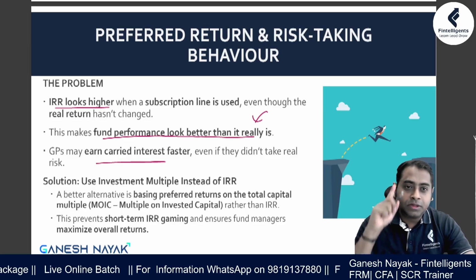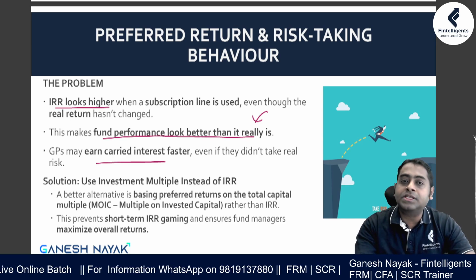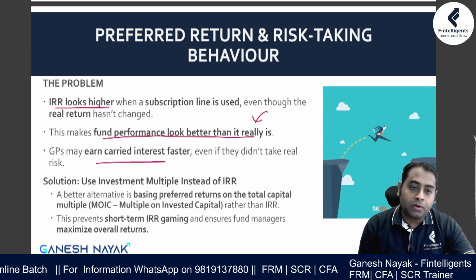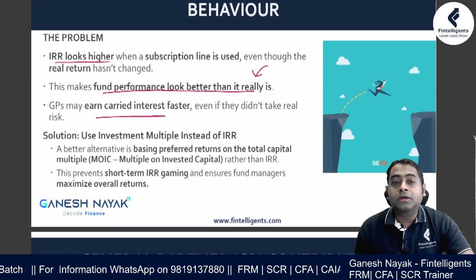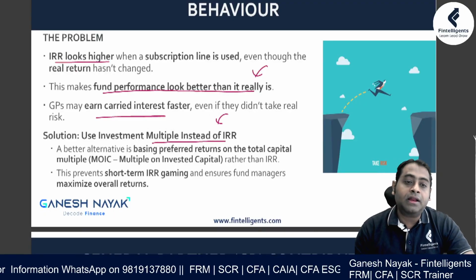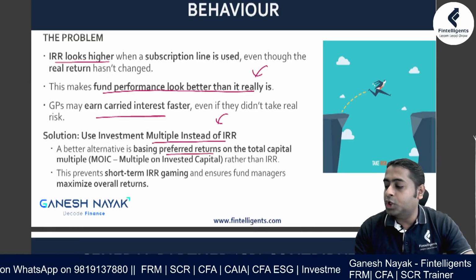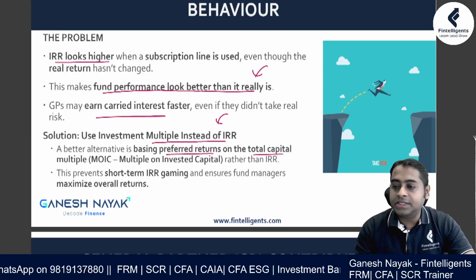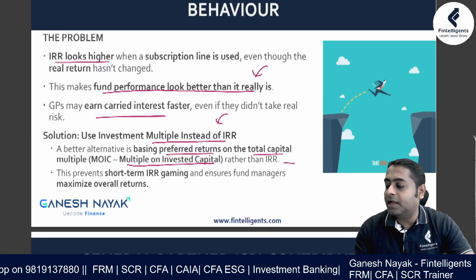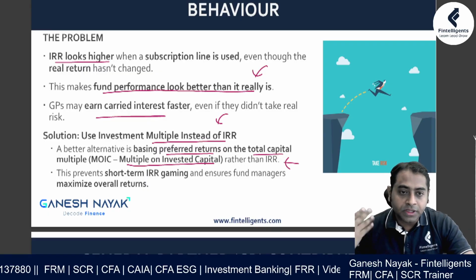So the problem is this: how do you calculate the IRR? Are you using some leverage to enhance your return or not? So how do the investors look at it? They use multiples rather than IRR. A better alternative is based on preferred return on the total capital, which is generally called multiple on invested capital rather than IRR. This concept will come in the later part of the chapters also, in the further chapters.